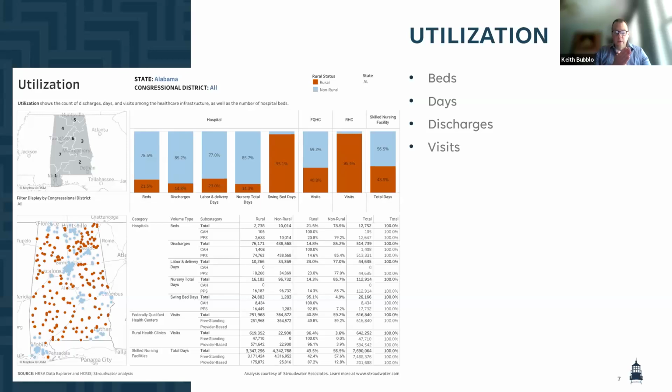So for these factors, we're looking at the HCRIS data, which is the Hospital Cost Report Information System, directly from CMS. Here at Stroudwater, we download those every quarter, and going back several years, we actually used some of that for the previous session in our closure study. And this is going to show the number of beds for each of those categories, days, including labor and delivery days and nursery days, kind of as a proxy for births, because births is a little bit hard to get in a public data set. And then visits for your clinics, for your FQHCs and your rural health clinics.